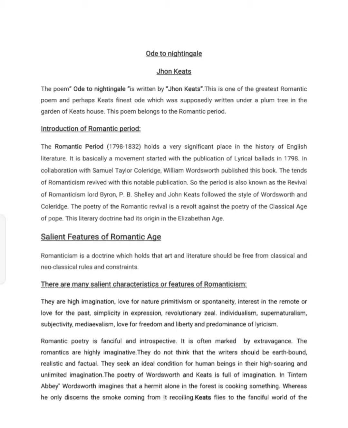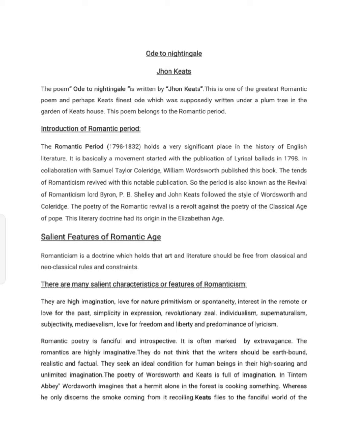Salient features of the Romantic age. Romanticism is a doctrine which holds that art and literature should be free from classical and neoclassical rules and constraints. There are many salient features and characteristics of Romanticism. First of all, they are: high imagination, love for nature, primitivism or spontaneity, interest in the remote or love for the past, simplicity in expression, revolutionary zeal, individualism, supernaturalism, subjectivity, medievalism, love for freedom and liberty, and predominance of lyricism.